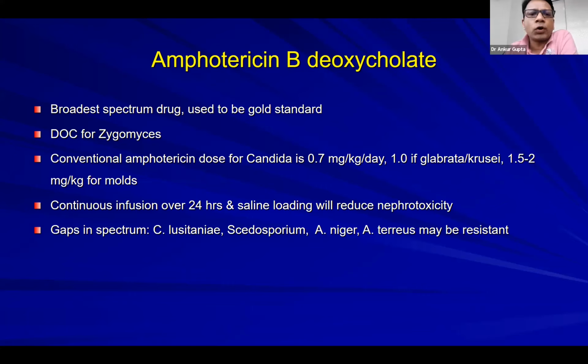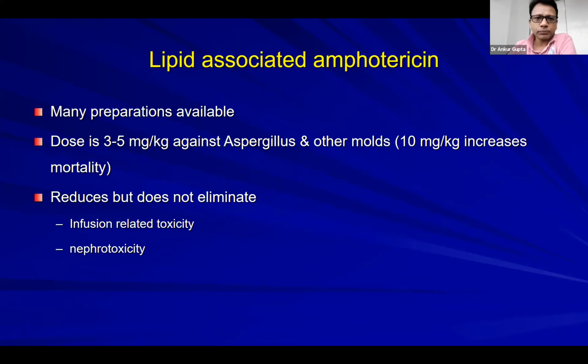Some people say that if you give a continuous infusion over 24 hours and saline preloading, it reduces nephrotoxicity. So in patients who cannot afford the liposomal form, you can still use amphotericin B, but most of the guidelines have de-emphasized this mainly because of the toxicity. So just remember, the efficacy of amphotericin B deoxycholate is the same as the liposomal form. The only difference is less toxicity.